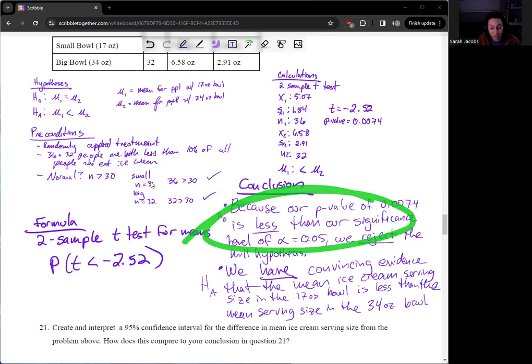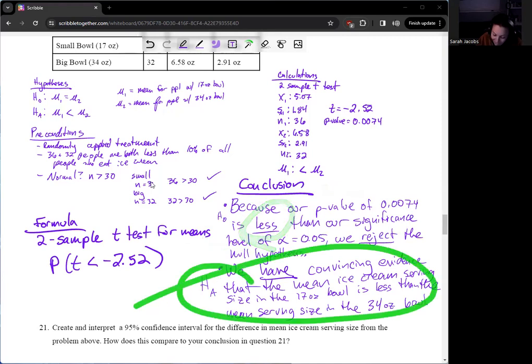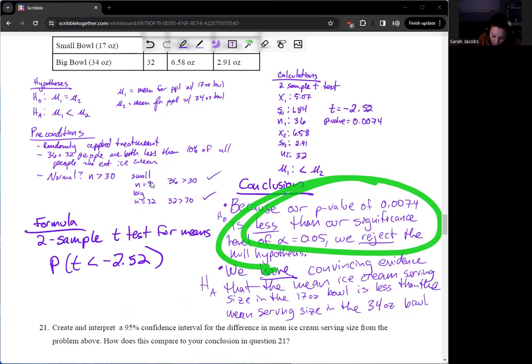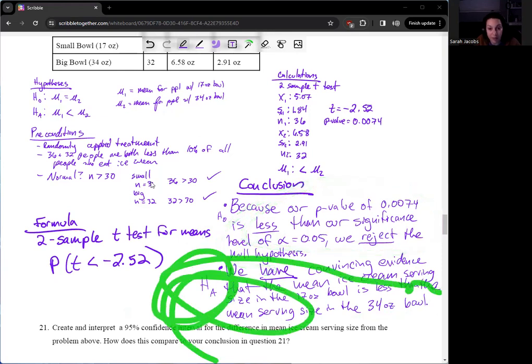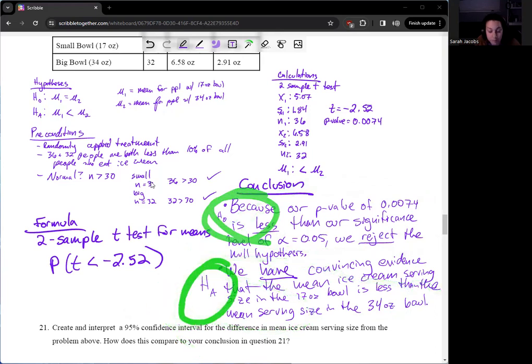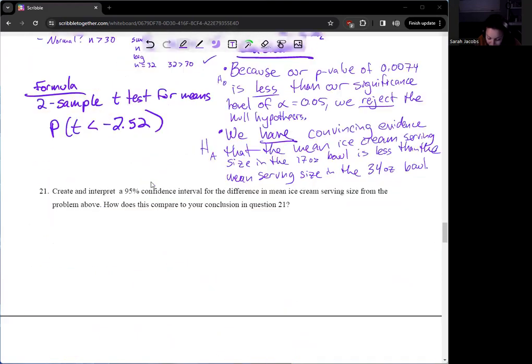Are you going to reject or fail to reject? In this case, we rejected because it was lower. P is low, reject the H0. We have convincing evidence. Our second sentence is we have or we do not have, depending on what we said here, evidence that whatever the alternative hypothesis was. So always one about the H0, one about the Ha. Great. We answered this question. Did the bowl size change the selected portion size? Probably.